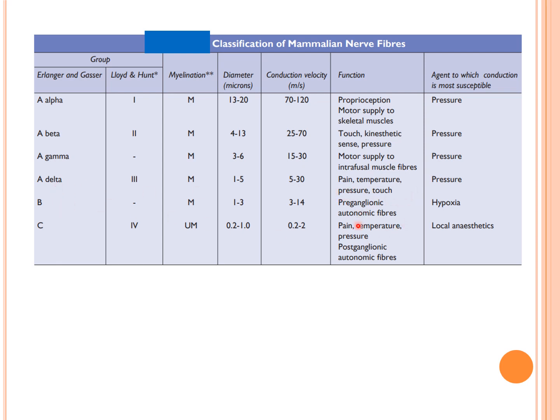Type B is the preganglionic autonomic nerve fibers. Type C is again pain and temperature, and postganglionic autonomic nerve fibers, and it carries the slow pain. So which fibers are most susceptible to what? Type A fiber is most susceptible to pressure. Type B is more susceptible to hypoxia. Type C is more susceptible to local anesthetics, and type A fiber is the least susceptible to local anesthetics.